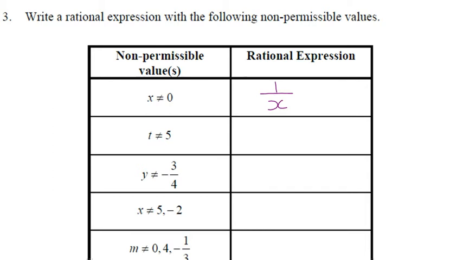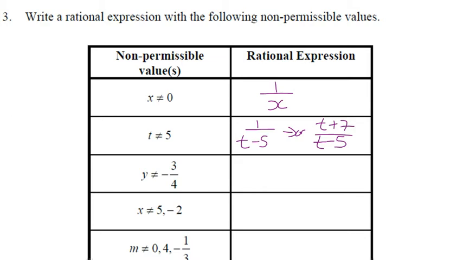If t cannot be 5, then what's a simple expression here? Yeah, so simple 1/(t minus 5). You could also have t plus 7 over t minus 5. Doesn't really matter what you have on top, as long as you don't put a 0 up top, right? You can't do 0 over.